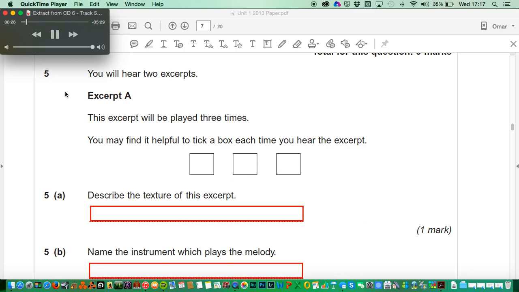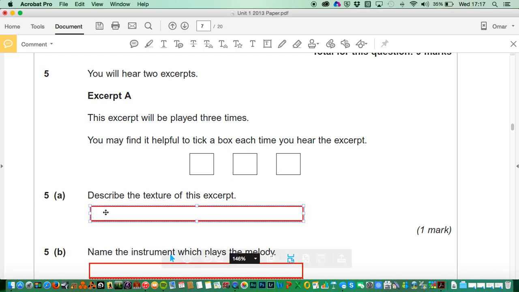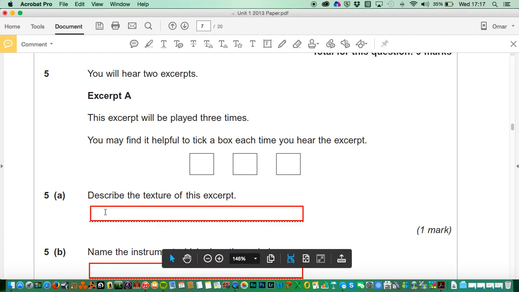Okay, so I can already hear that we have a solo woodwind instrument being played over a pizzicato accompaniment in the strings. So it would be safe to say that we have a melody and an accompaniment.